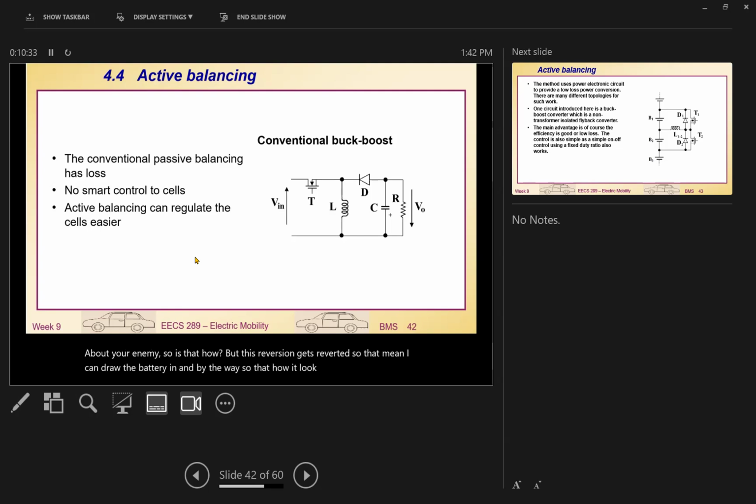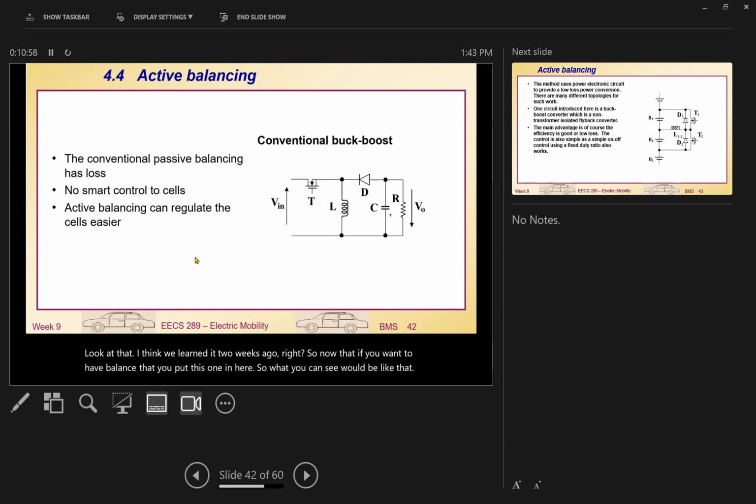We transfer this one to here. When it turns on, the charge will go to here, and the charge will go to here. So the charge will go from this one to that one. You get that? I think we learned it two weeks ago, right? So now, if you want to have balance, you put this one in here. So what you can see will be like that.